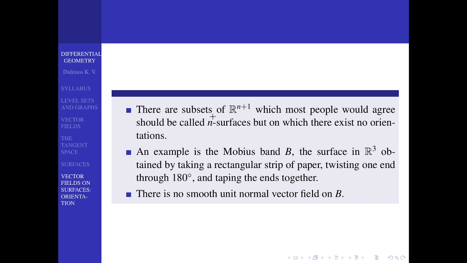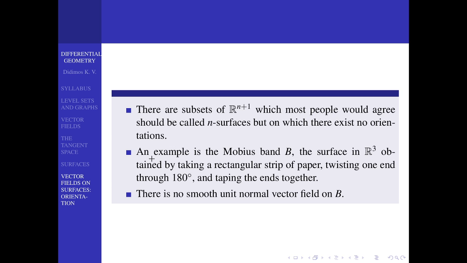Now, there are subsets of R^(n+1) which most people would agree should be called n-surfaces, but on which there exists no orientation. That means sometimes there exist level sets with ∇f(p) not equal to 0 that can be written as f⁻¹(c), even though there is no orientation. Still, people call those level sets surfaces, but in our study that cannot be considered a surface.